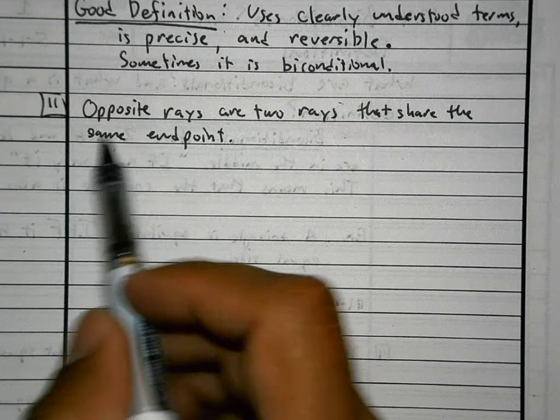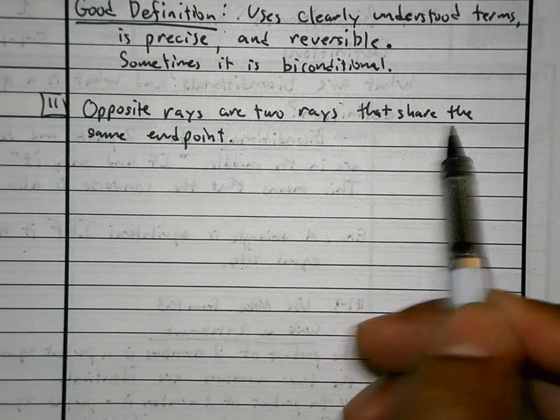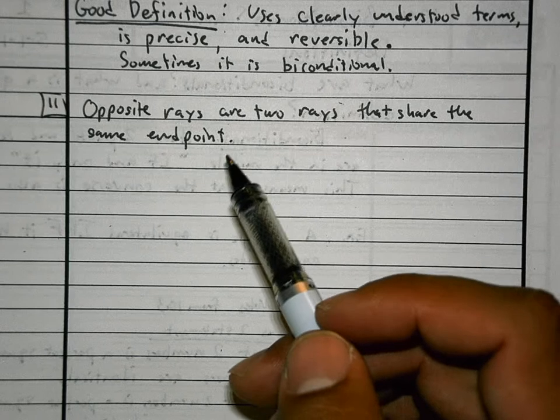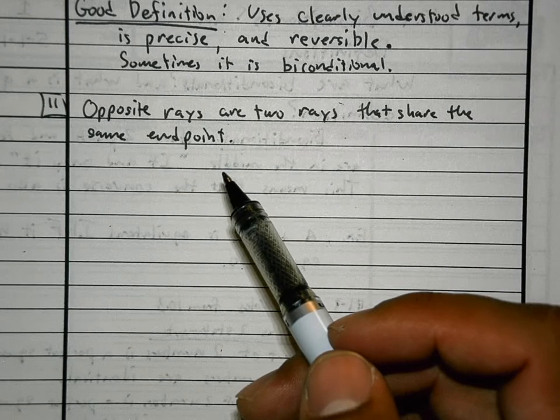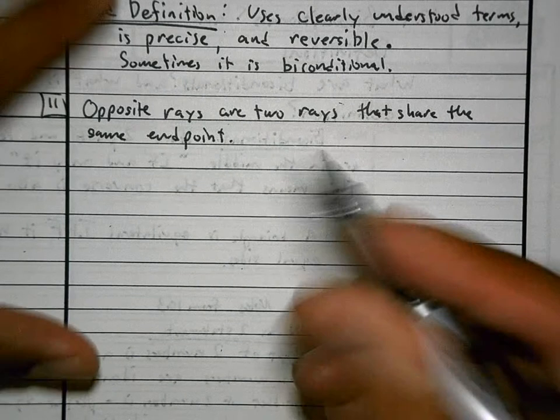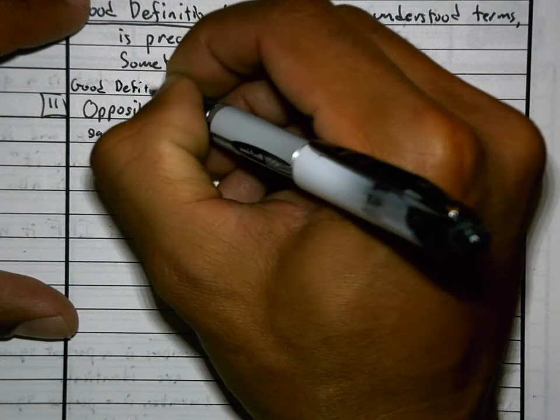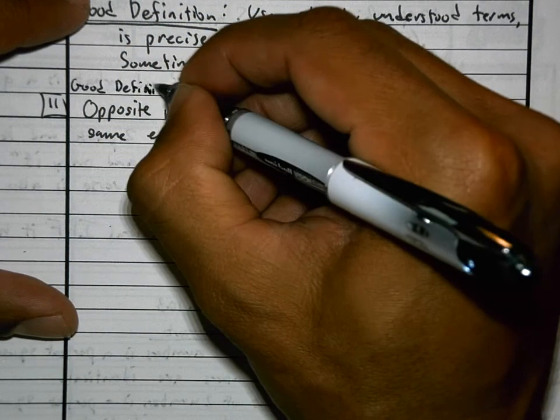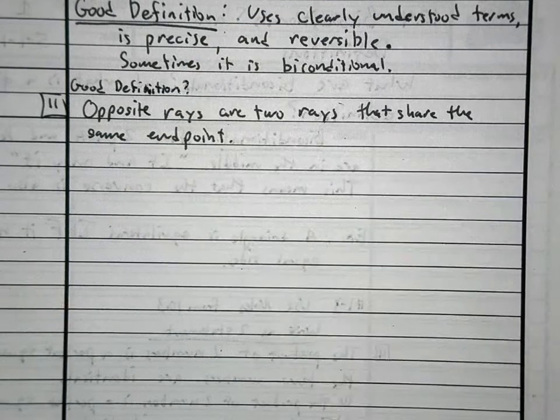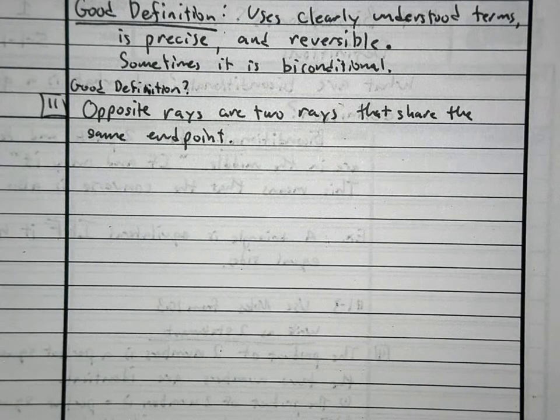Opposite rays are two rays that share the same endpoint, and the directions say, is each statement below a good definition? If not, explain. Is it a good definition? That's the question. Definition: opposite rays are two rays that share the same endpoint. Is this a good definition? They have to just share the same endpoint for them to be opposite rays. Yes.